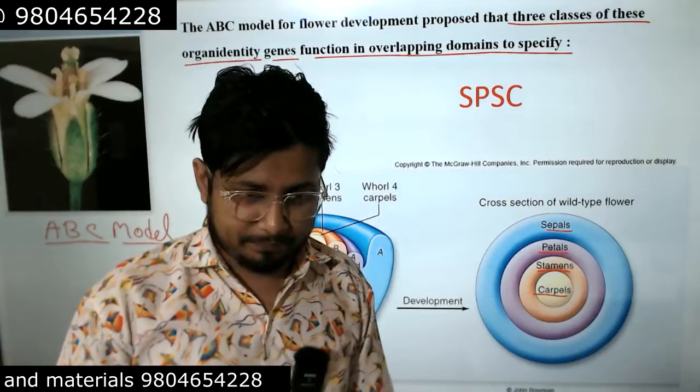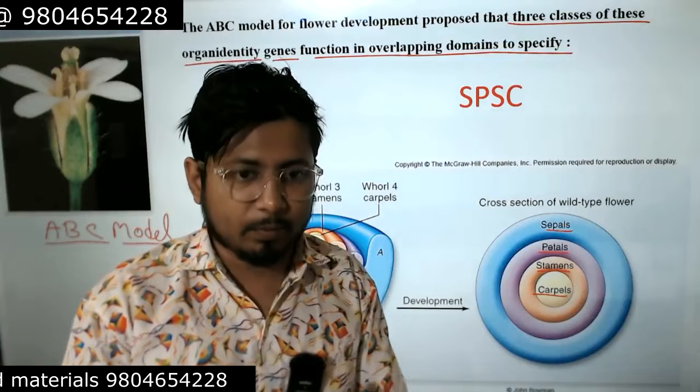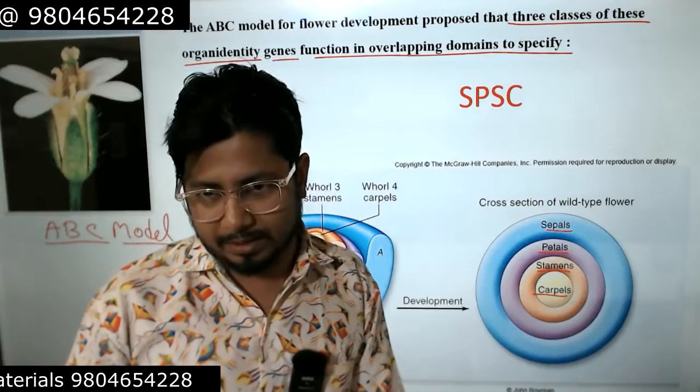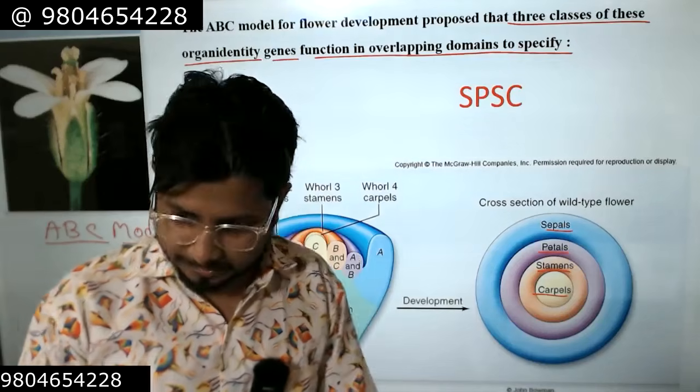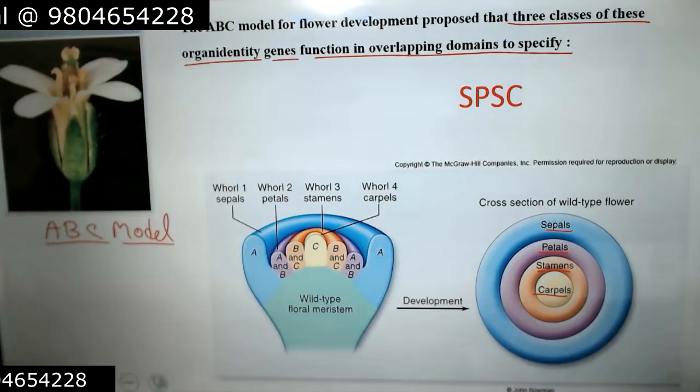But they behave in a combination mode. When one of them is present, it leads to one kind of identity. In combination 2, a different identity. In combination 3, a different identity. So that's why we need to understand how exactly it's done.